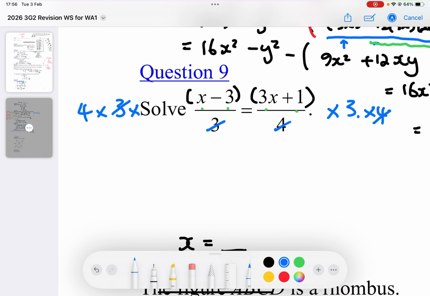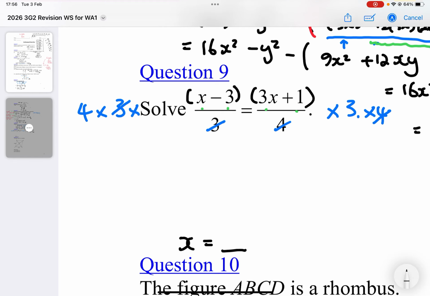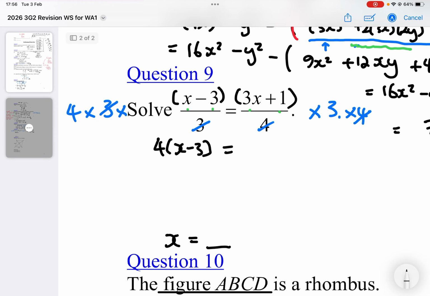So what will result is, my 3 that I purposely chose has cancelled already, but I still need to multiply by 4 to the numerator of the first fraction. So I will have 4 times x minus 3, equals. On the right, my 4 cancels away the denominator, and I still have the multiply by 3. Then I will have 3 times the numerator of the right hand side fraction.